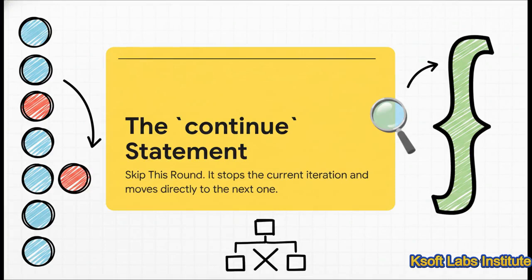Now let's contrast that with break's cousin, the continue statement. If break is the stop button, continue is the skip track button. It doesn't end the whole loop, it just says, you know what, I'm done with this current round. Let's just jump straight to the next one. It's perfect for situations like the one on screen. We're processing a list of numbers, but we only care about the positive ones. The moment we see a negative number, continue tells the loop, all right, skip the rest of the code for this number and move on to the next item in the list.